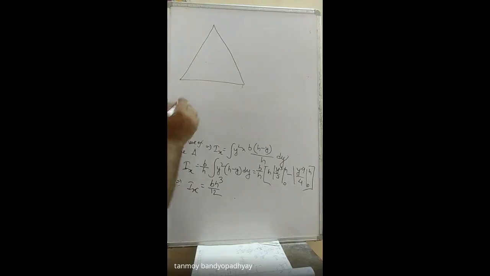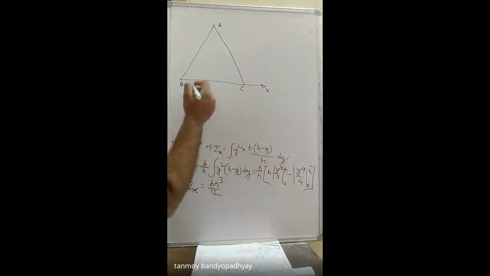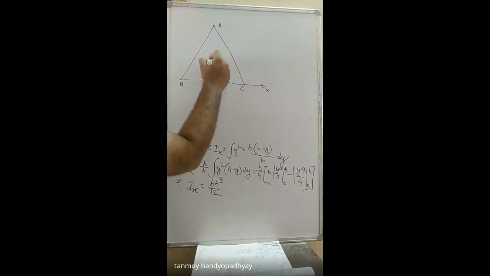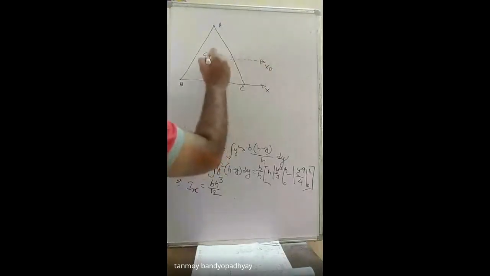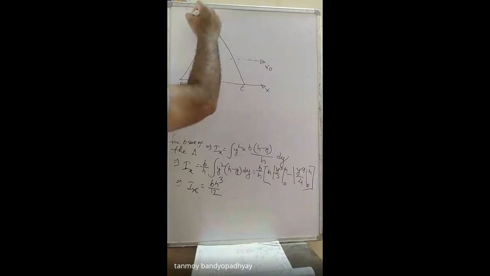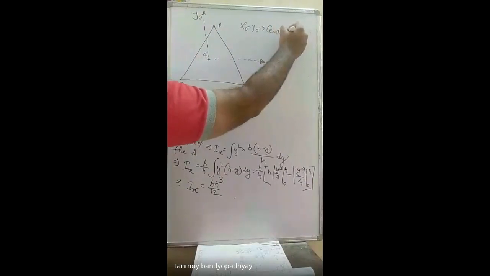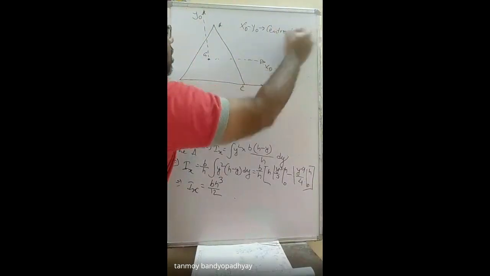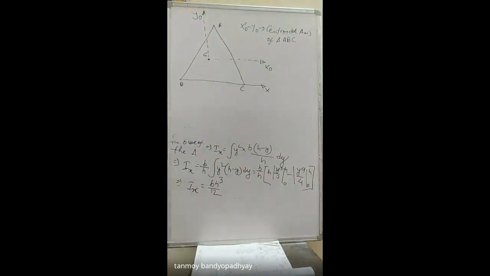In this case, let this be the triangle. This axis we had called the x-axis. As we know, the centroid of the triangle lies somewhere here. If I draw the median, I get this G, which is the centroid of the triangle. If I pass an axis, say x0, y0, here x0, y0 is the centroidal axis of the triangle ABC. Why centroidal axis? Because it passes through the centroid of the triangle ABC.